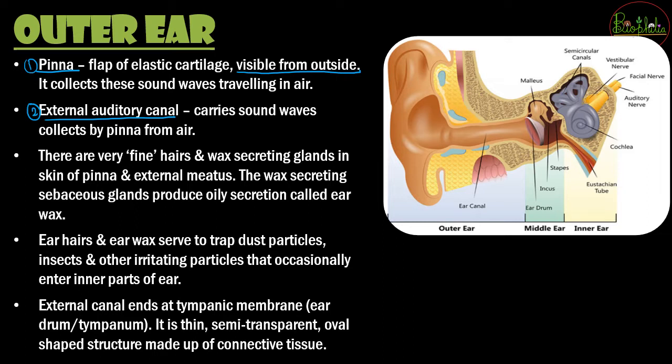Then after the pinna, the sound waves travel into the external auditory canal. This canal connects the pinna to the air. It collects all the sound waves and passes them to the next part, that is the middle ear. But before that, the canal is not going to be very smooth. This canal has very fine hairs and some wax secreting glands. Because of these wax secreting glands, you see ear wax production.